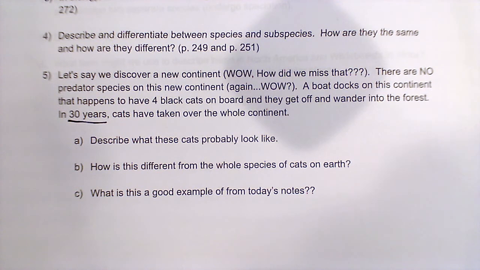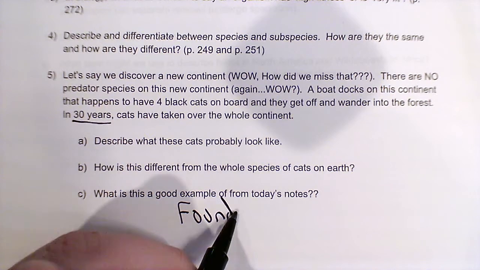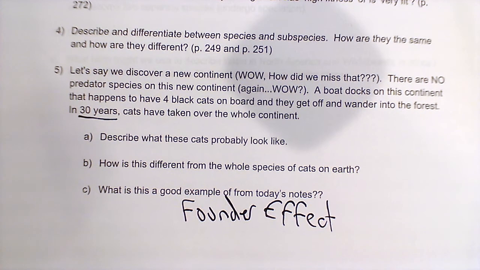Okay, how is this different from the whole species of cats on Earth? Yes, there are black cats on the rest of the planet, but I wouldn't say they're the most common. There are lots of colors and styles of cats on Earth, right? And this would be a good example of the founder effect. The idea is that if a small group starts a new population, the new population is going to have access to just those genes that small group brought.